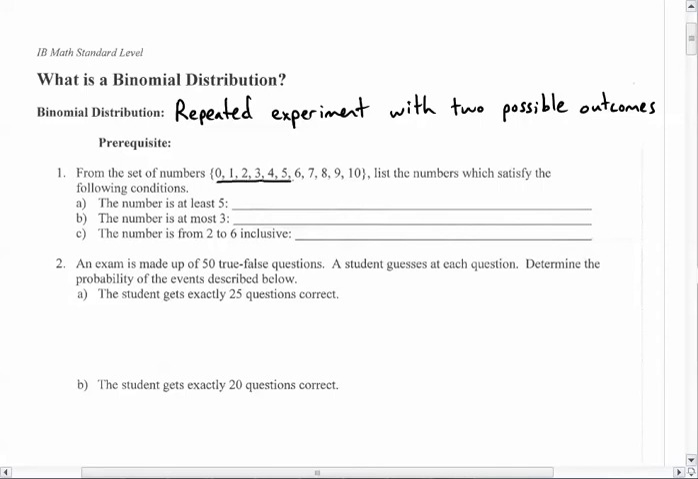If you're given the numbers from 0 to 10, the numbers which are at least 5 include the number 5. Everything that's 5 or larger. The numbers that are at most 3 are all the numbers that are 3 or smaller, including the number 3. So 0, 1, 2, or 3. A number from 2 to 6 inclusive means that we include the endpoints. So that's all the numbers between 2 and 6, including 6 itself.